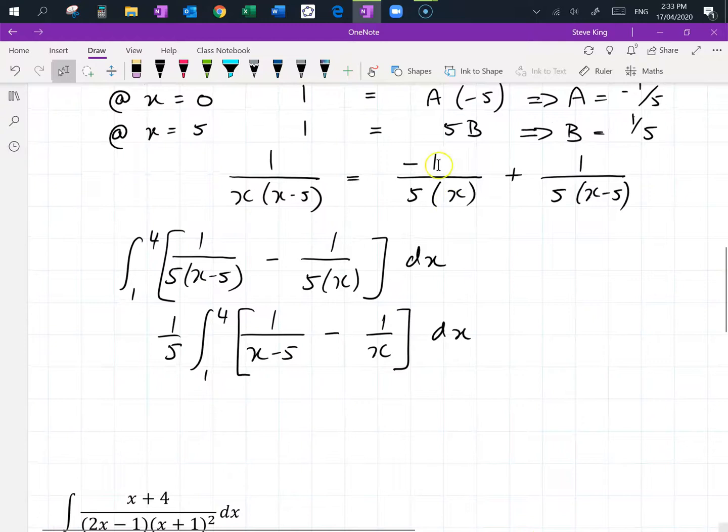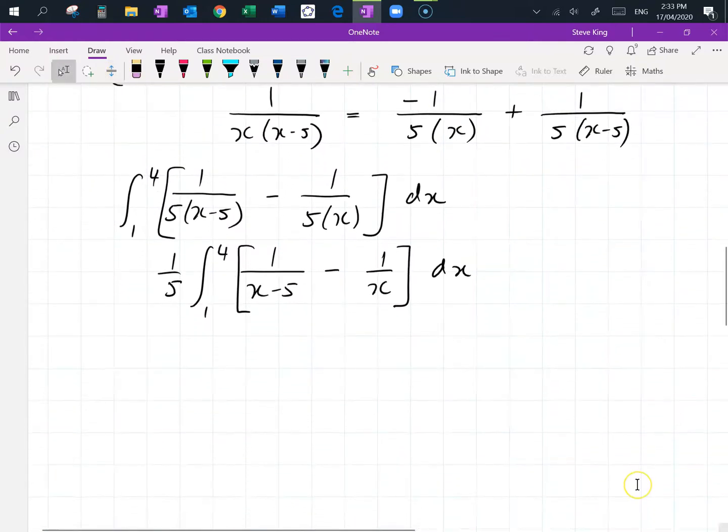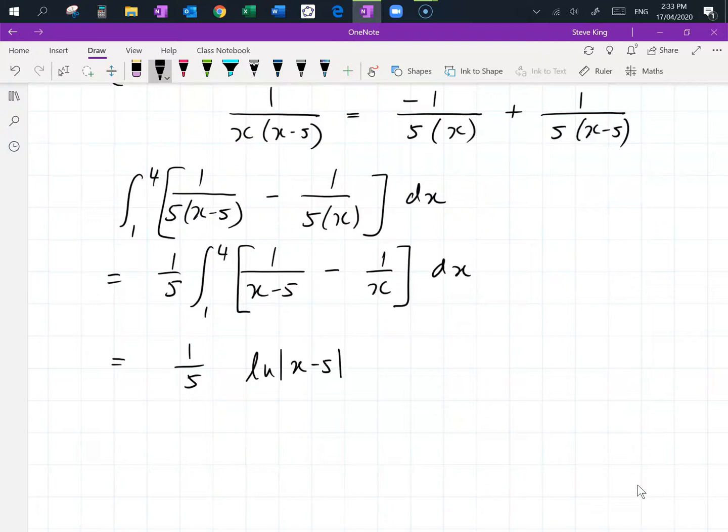And, oopsie, I'm going to need more space. And I mustn't forget my equal signs. So what am I going to have now? I'm going to have 1/5, and the integral of 1 over x minus 5, well, that's going to be the natural log of x minus 5 minus the natural log of x, and that's going to be between my maximum and minimum of 1 and 4.